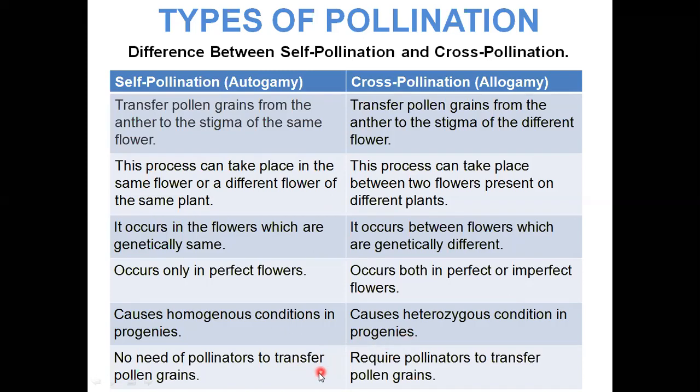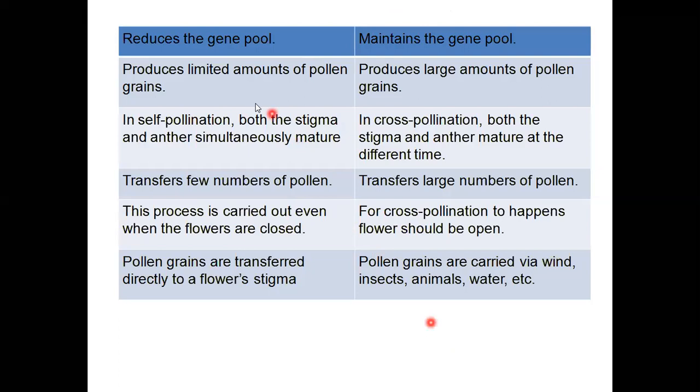No need of a pollinator to transfer pollen grains: in self-pollination there is no need of an external agent like pollinators to transfer the pollen grains. In cross-pollination they require an external agent like moths, honeybees or insects to transfer the pollen grains from the anther to the stigma. Self-pollination reduces the gene pool, meaning the stock of different genes for the interbreeding population is reduced, and here in cross-pollination the stock of different genes is maintained.